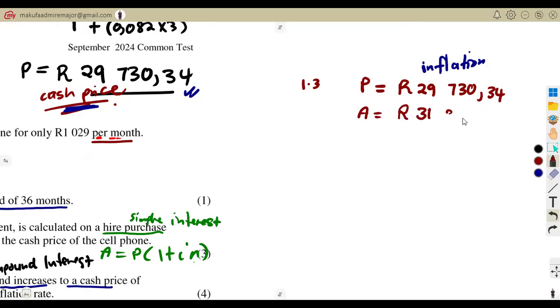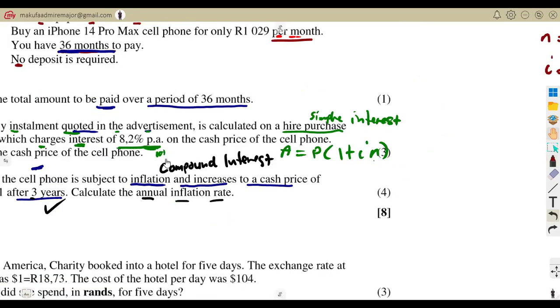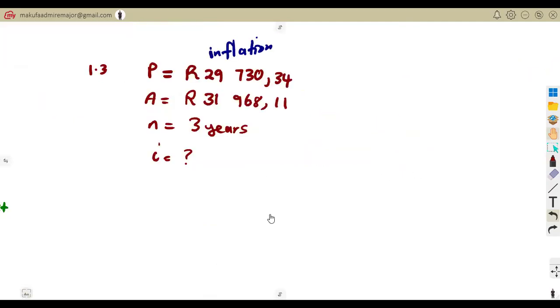31,968.11. And we are given 3 years. Guys, answer the question. And they want you to calculate the what? The rate of inflation, at which rate under compound interest? At which rate?